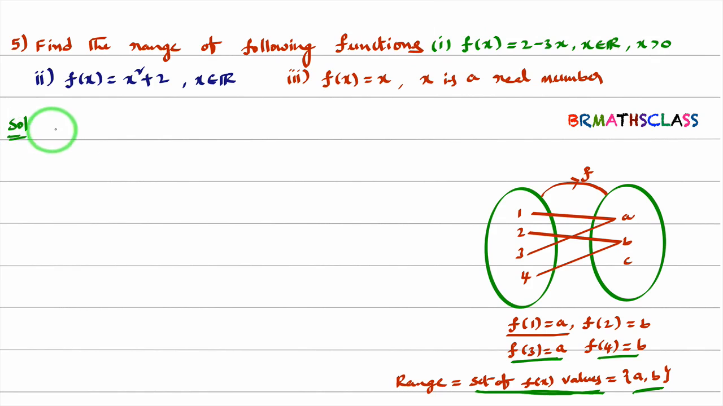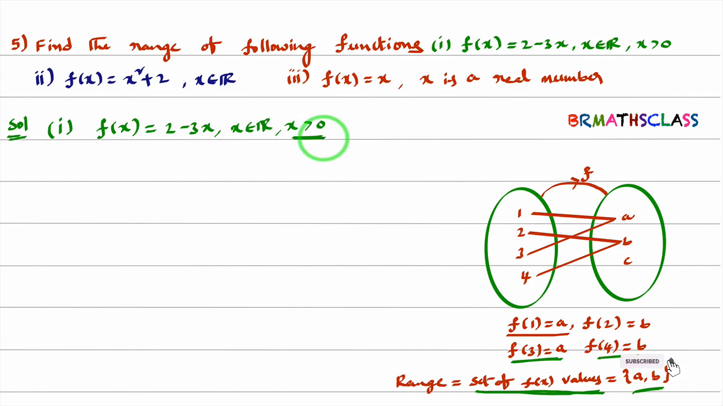We will see the solution for the first bit. You observe in this first bit, they have given f of x equal to 2 minus 3x, and they are saying x is a real number and x is greater than 0. This information is already given in the question. We need to find the range of this function. Finding the range of a function is nothing but finding the f of x values. So in this problem, I am trying to find the f of x values.